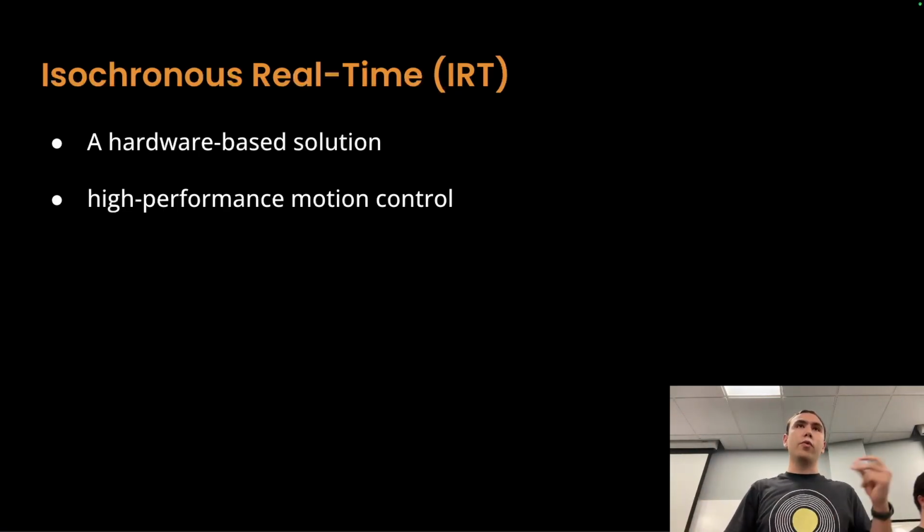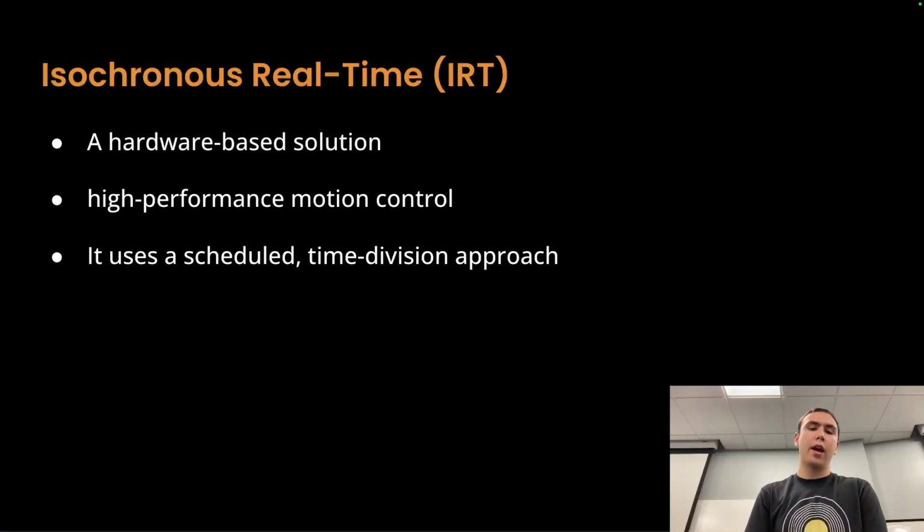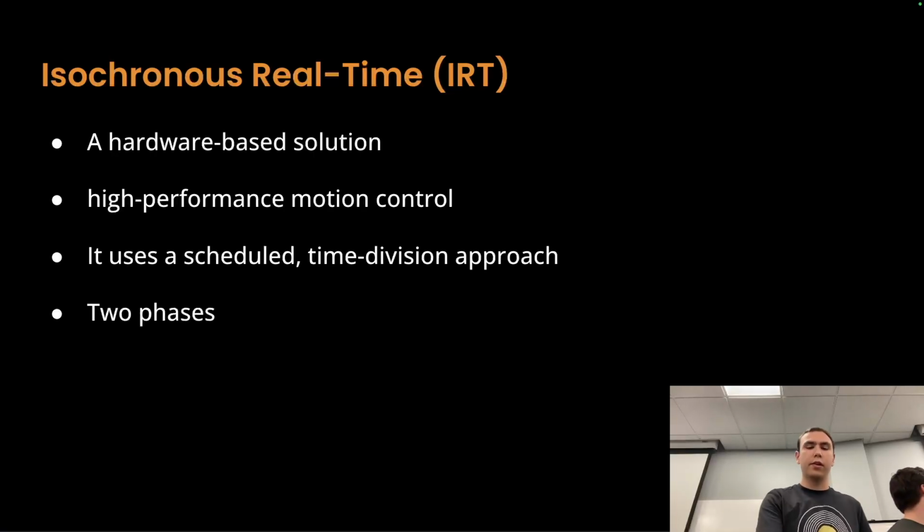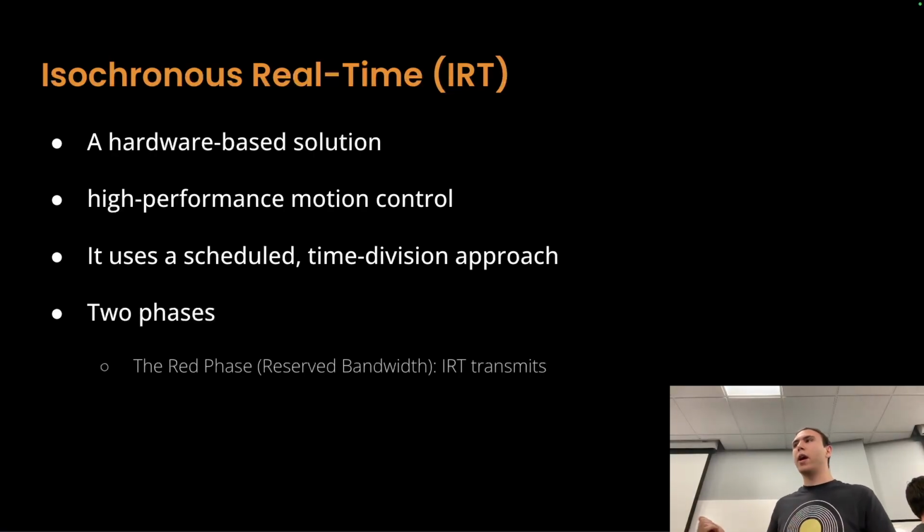And so you need a really, really fast protocol to have your feedback loops be really, really quick, and so you use this asynchronous real-time. One thing that makes it really fast is that it uses a scheduled time division approach. So it has 2 phases. First, it has the red phase. This is reserved bandwidth where only IRT traffic can be traveling. They also schedule amongst themselves when they're getting sent across the wire.